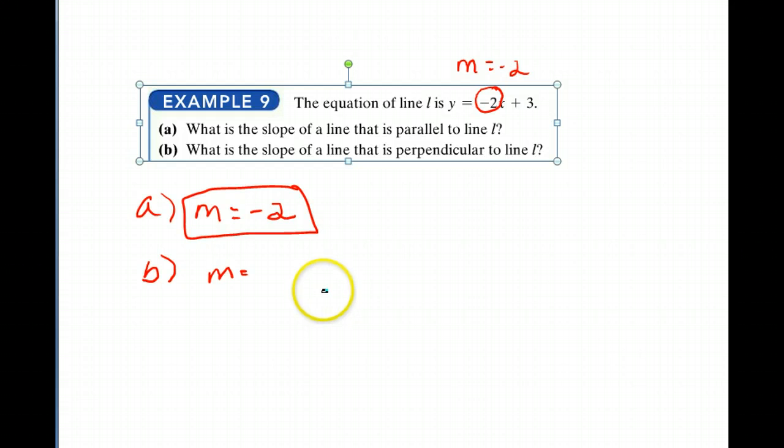For part B, we were supposed to identify the slope of a line that's perpendicular. We will look for the opposite reciprocal. So we want a positive 1/2.